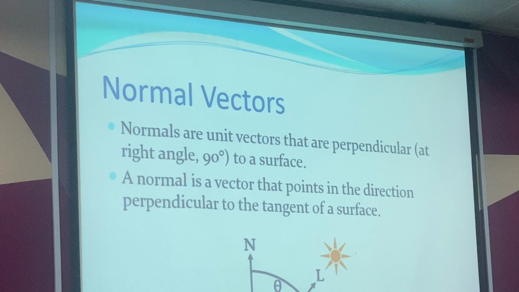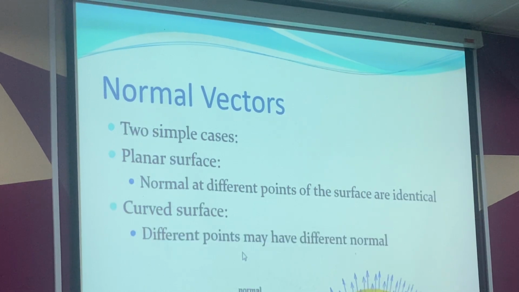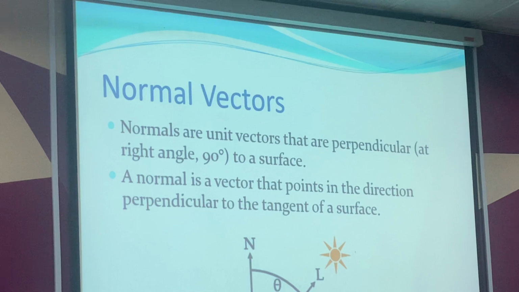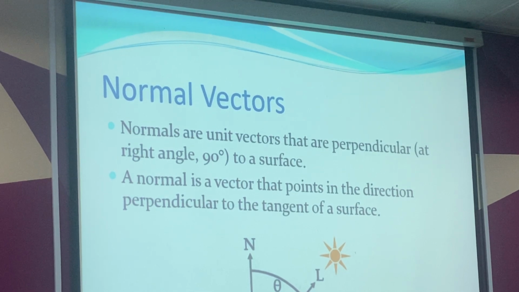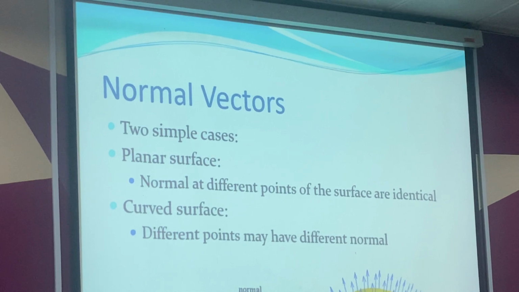Angle of incidence. A normal is a vector that points in the direction perpendicular to the tangent of the surface. Here this one uses L, this one uses N, but inside the formula it uses other alphabets. Never mind. If it's a plane surface, like our cube or our pot, it is very simple to draw the normal from the surface.